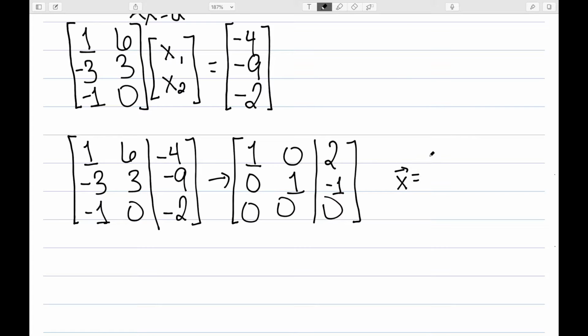We were looking for the x that gave this vector u as the output, and that vector is given by 2, negative 1. And we can double check. Multiply this matrix A times this vector x and show that you get negative 4, negative 9, negative 2.